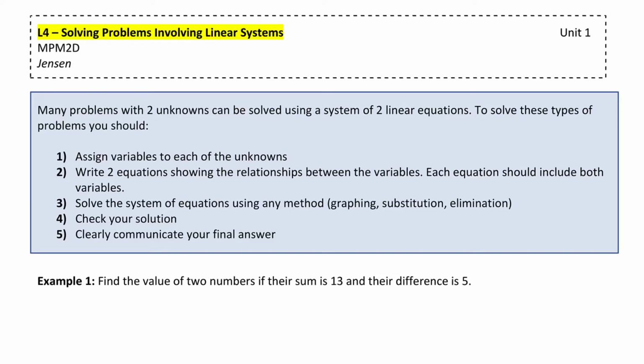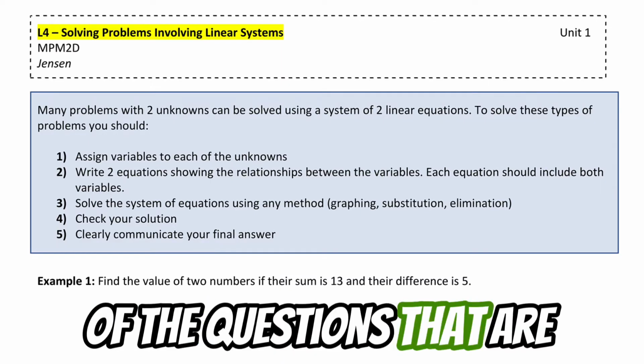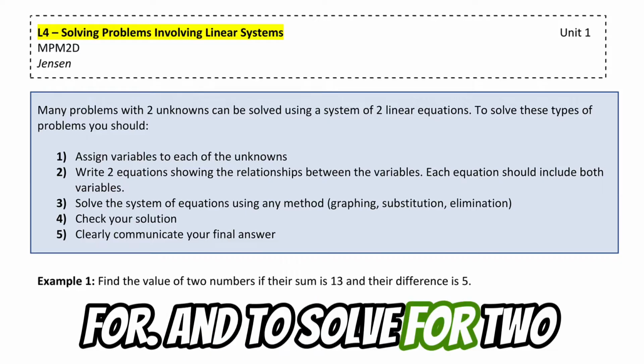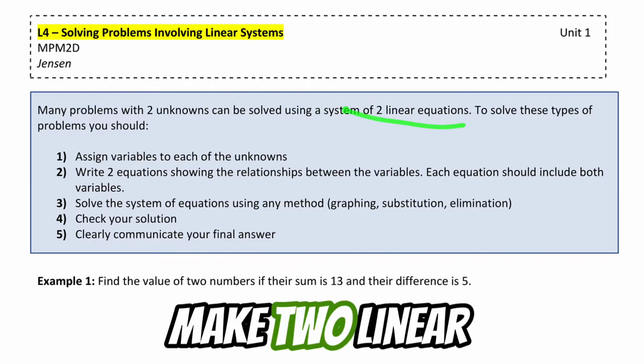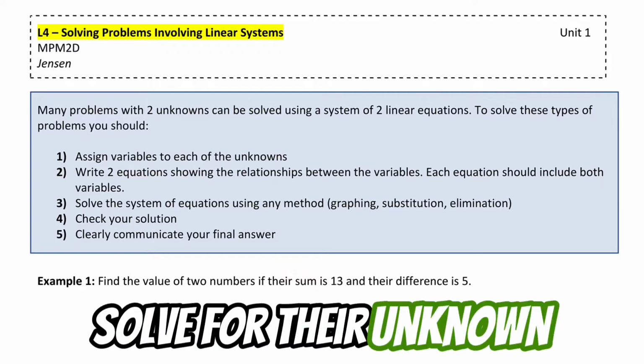Here's the fourth and final lesson of the Linear Systems unit. I'm going to take you through 6 application questions, where in each of the questions there are going to be 2 unknowns that we're going to have to solve for. And to solve for 2 unknowns, you have to make 2 linear equations that involve both of the unknowns to be able to solve for their unknown values.